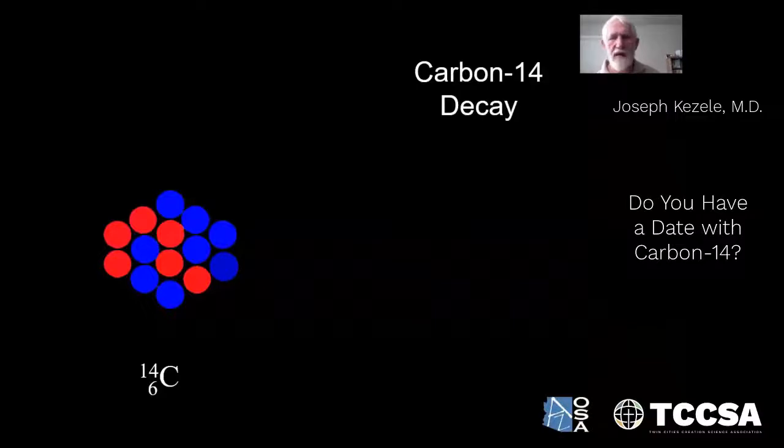So here is how the carbon-14 decay occurs. Here's the carbon-14 atom with its six protons and the eight blue neutrons. That neutron decays, as I showed you before, beta decay. And there you see it turning red and green to represent what's going to be the new proton and the new electron or beta particle.